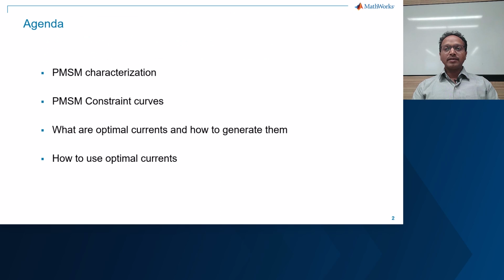During this presentation, we will go over a few topics including the ways to characterize a PMSM, usage of the characterization data to define constraint curves, definition of optimal currents, and ways to generate the optimal current maps. Towards the end of the presentation, you will be able to understand how to reduce the time taken to create the optimal reference current maps for the PMSM through MathFux tools.